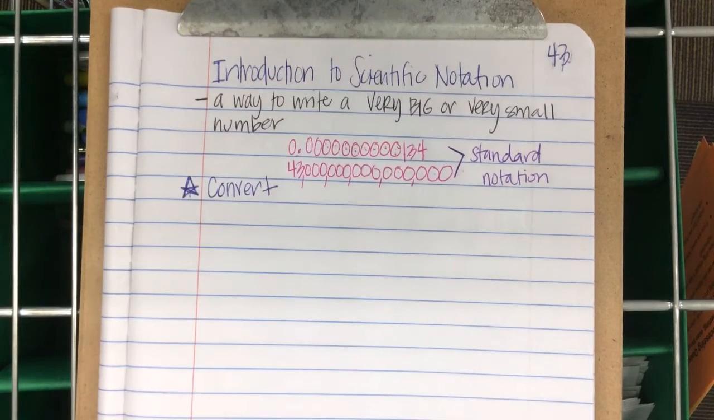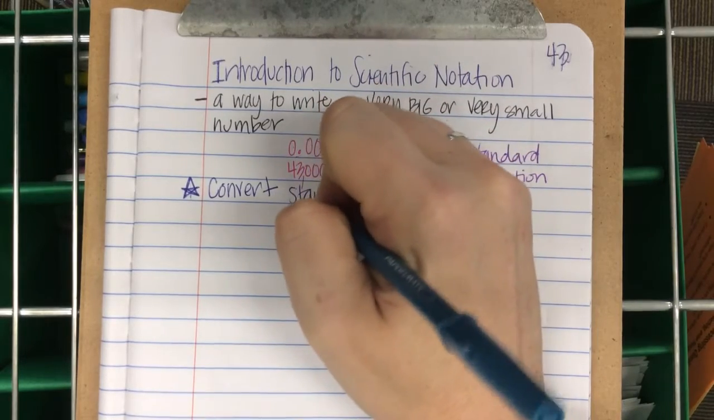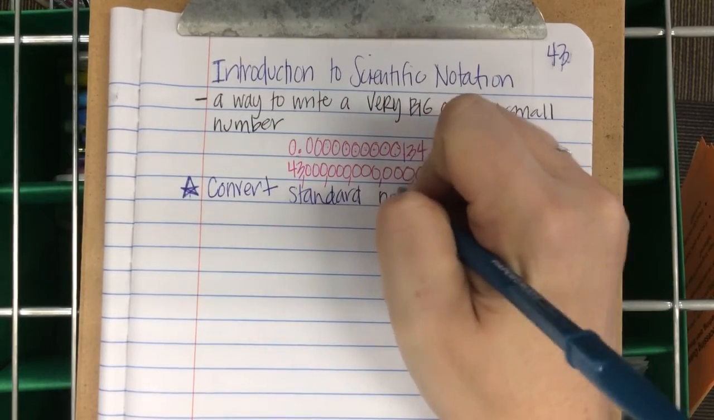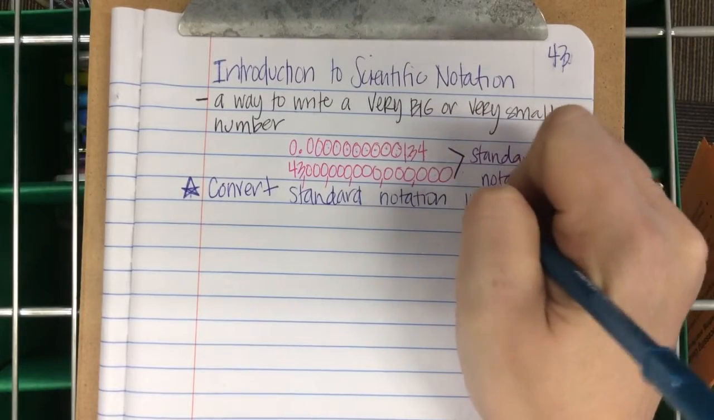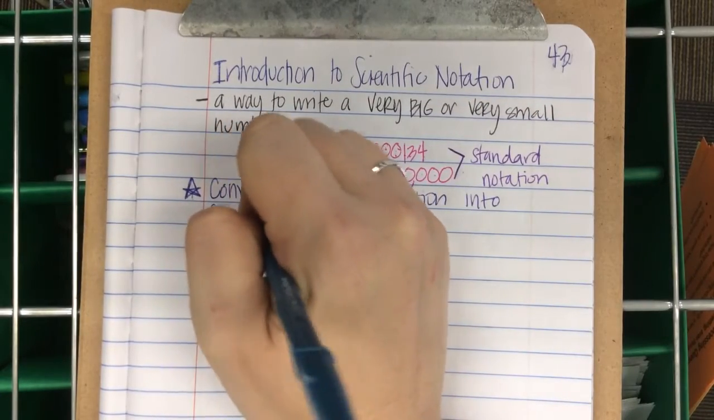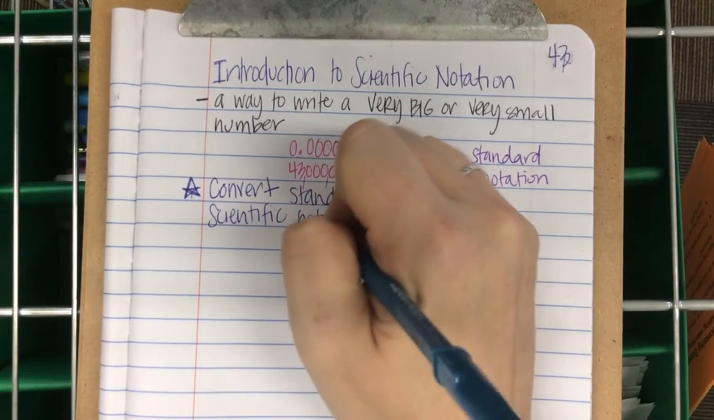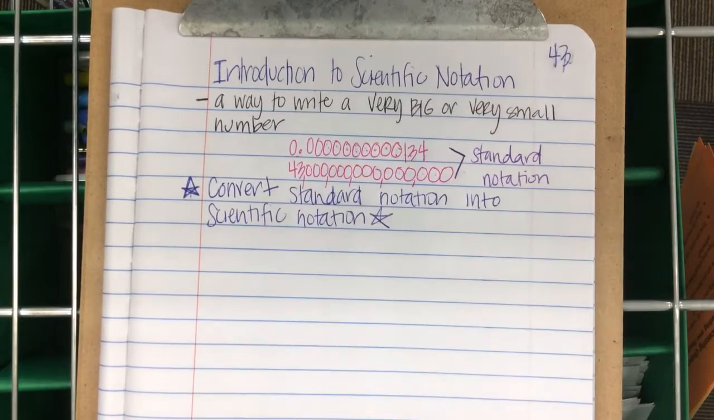What does it mean to convert? To change. We convert standard notation into scientific notation. So we take a standard, a regular old number, and we convert it to scientific notation. We make it easier. It takes up less space. So here are the rules. There are 5 easy steps.